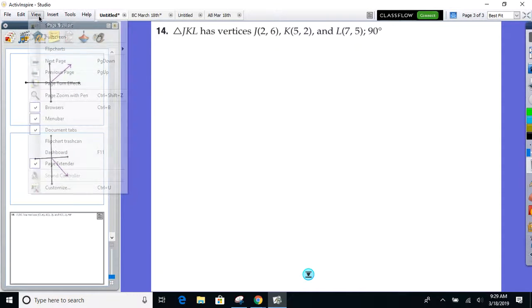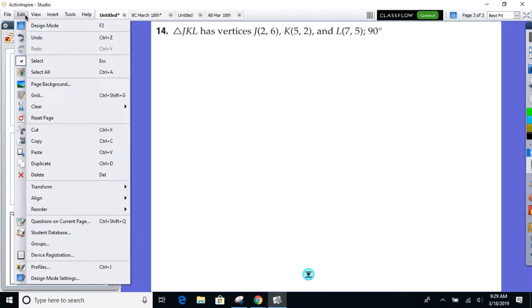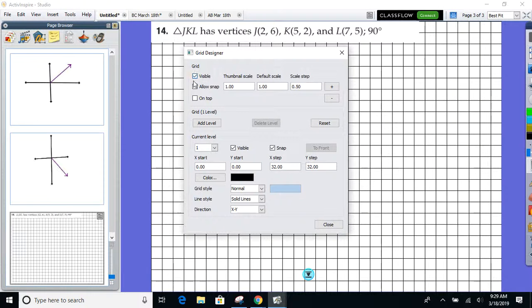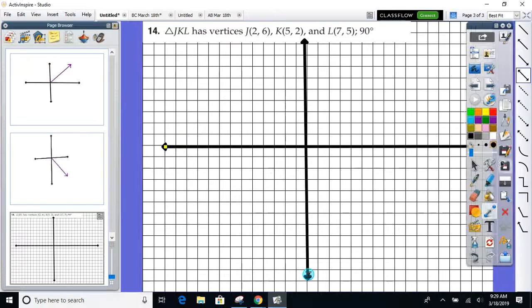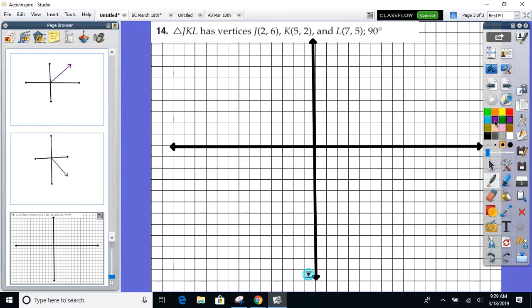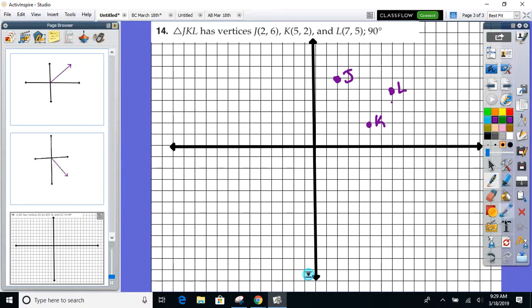Where is it? View the grid. There's grid. Let's see it. All right, here we go. 2, 6, 1, 2. 1, 2, 3, 4, 5, 6. Here is J. 5, 2. 1, 2, 3, 4, 5, 2. There's K. And here's 7, 5. 1, 2, 3, 4, 5, 6, 7. 1, 2, 3, 4, 5. There's L. Connect those suckers.